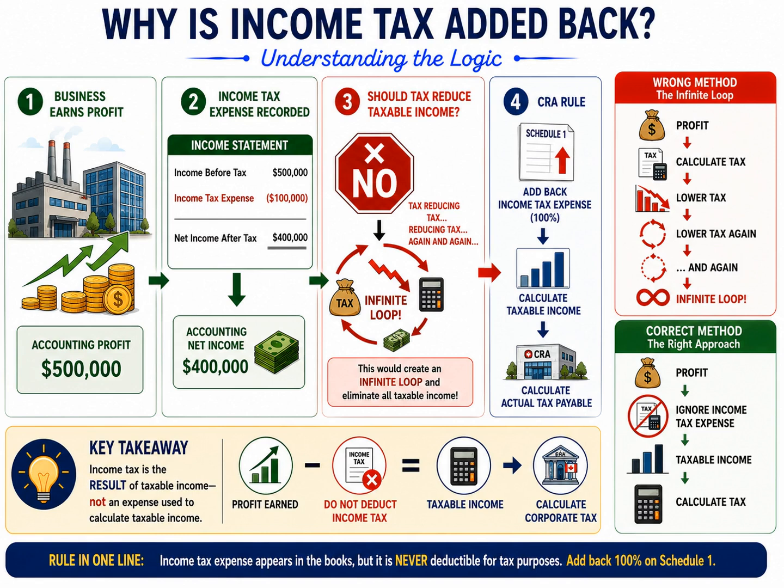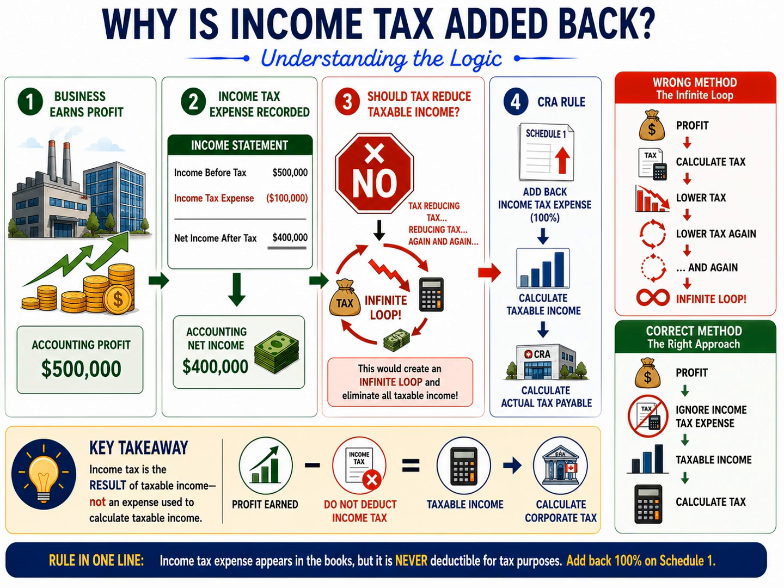The corporation first calculates its taxable income before deducting its own income tax expense. Only after taxable income has been determined is the corporation's actual income tax calculated. This is why Schedule 1 requires the income tax provision to be added back. The adjustment removes the accounting tax expense from the calculation so that taxable income can be determined correctly.